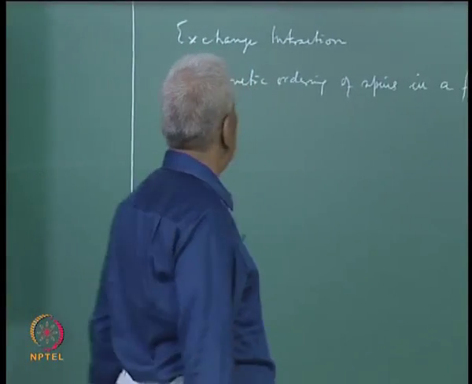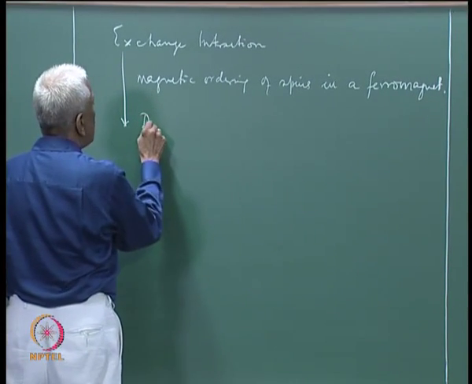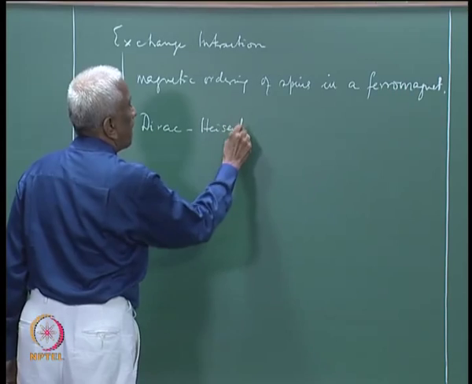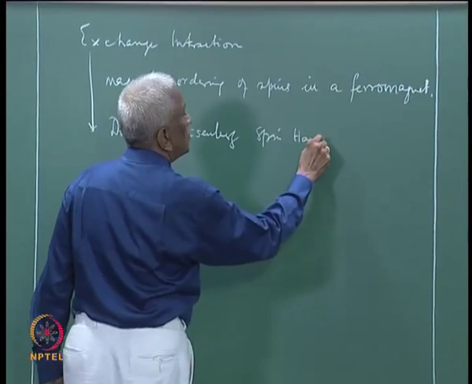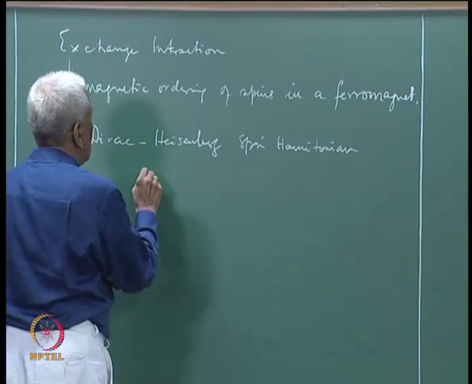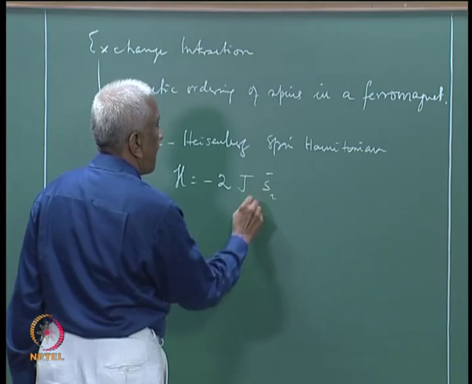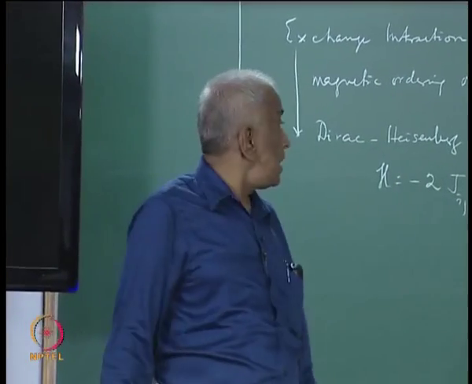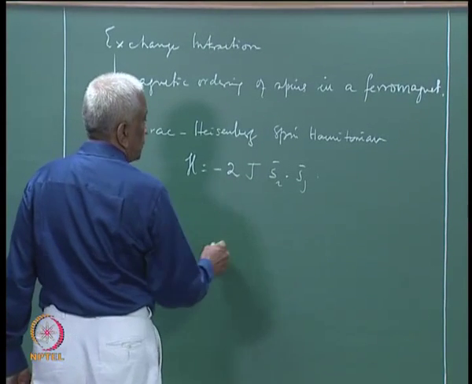In particular, we pointed out that this exchange interaction has the form due to Dirac and Heisenberg. It is known as a spin Hamiltonian because this interaction energy is written in terms of spin operators only, and it has the form minus 2Jij Si dot Sj, and we will just write J.